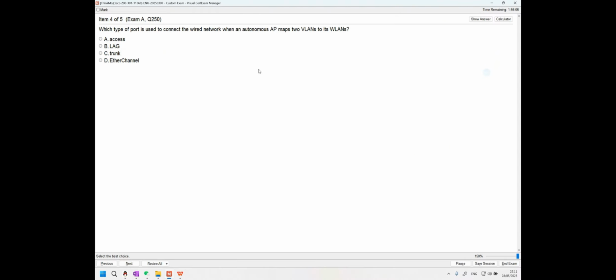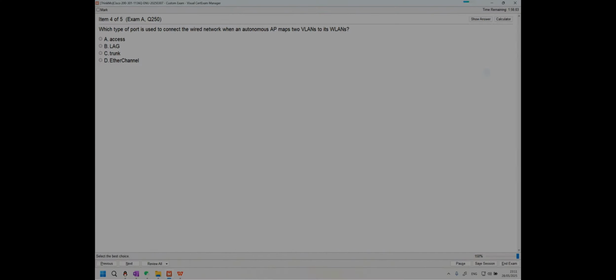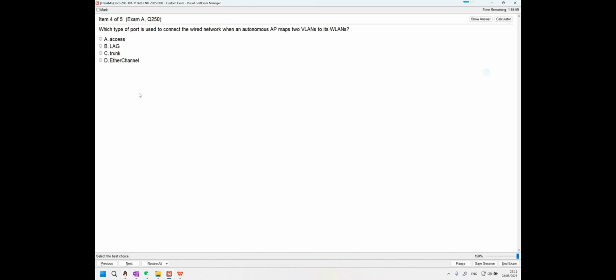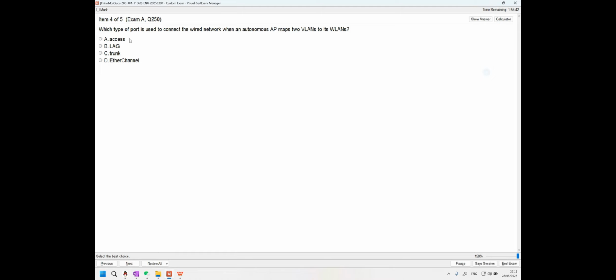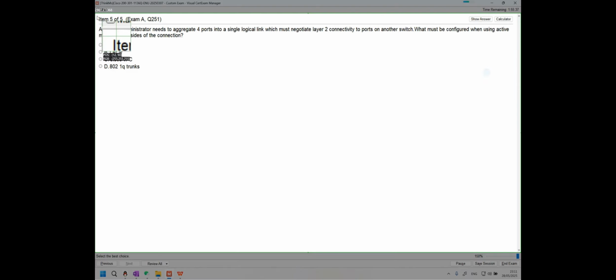We need to configure this trunk. So the correct answer to this question is C. Alright, choose C. Let's look at question 5.